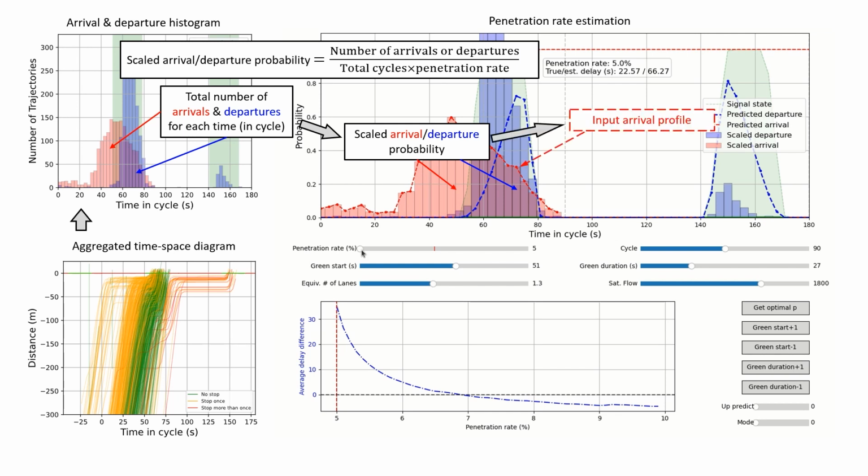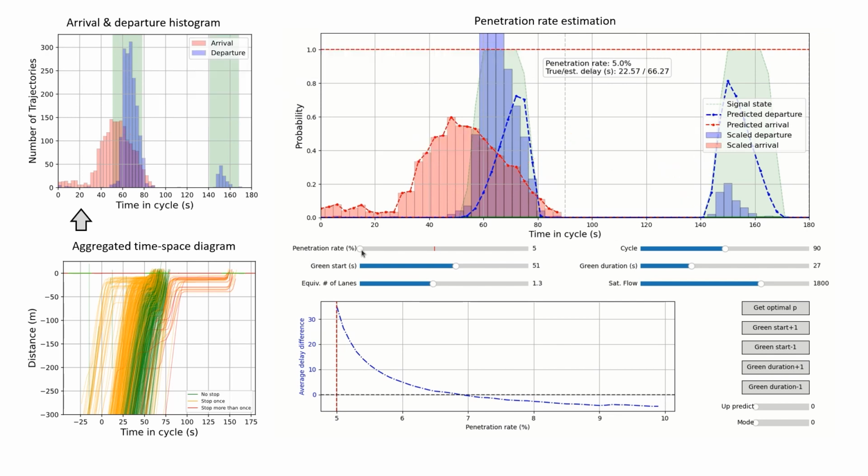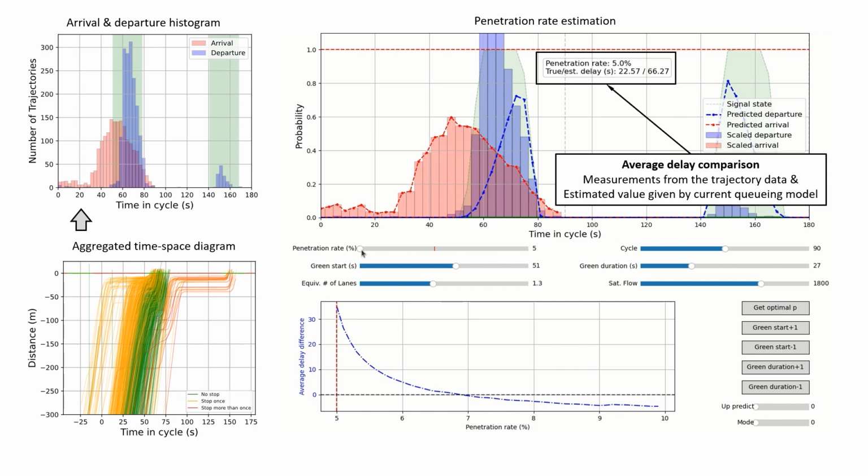The arrival probability curve is used as the input for the traffic flow model, and the dashed blue line is the output departure profile. The traffic flow model can also provide the estimated average delay. The legend compares this estimation with the measurements from the observed vehicle trajectory data.